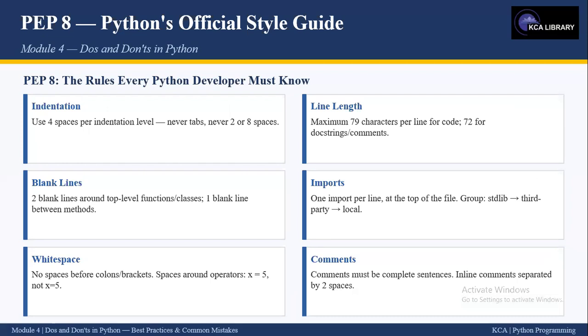PEP 8, the Python official style guide. PEP 8 is the definitive style guide for Python. It provides the rules for how code should look on the page. Key recommendations include using four spaces per indentation level, limiting lines to 79 characters to ensure readability on all screens, and using blank lines to separate functions and classes. Following PEP 8 makes your code instantly familiar to any Python developer in the world.